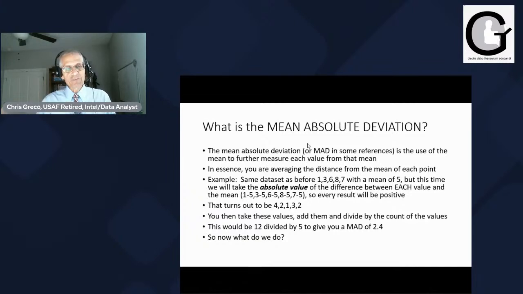Well, the mean absolute deviation is taking the average and then taking each value minus that average, but taking the absolute value of that. Now, a lot of people get confused with absolute value, so let me explain it this way. If I were to take a step forward, that's considered to be a positive step. If I were to take a step backward, a lot of people think, well, that's a negative step.